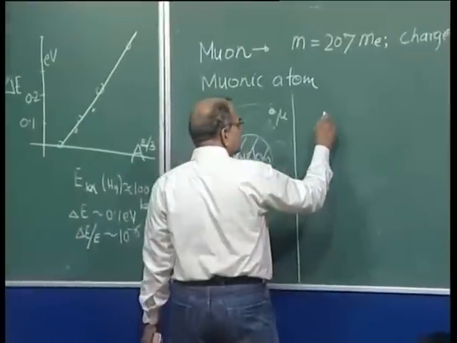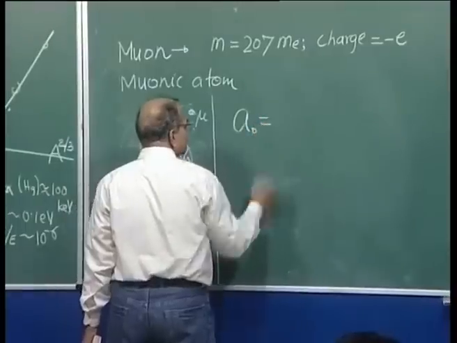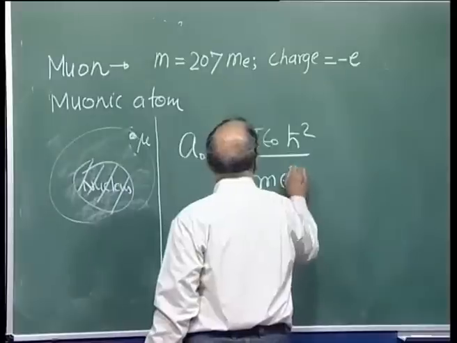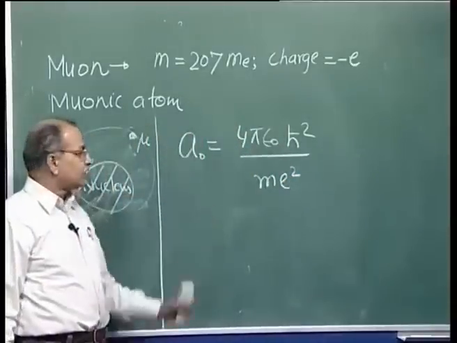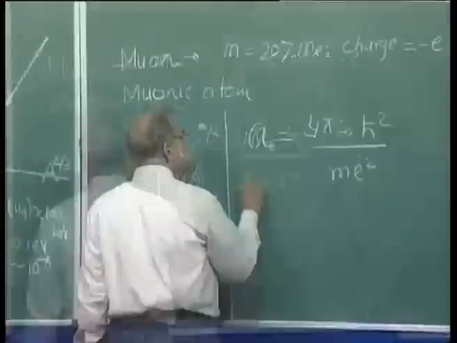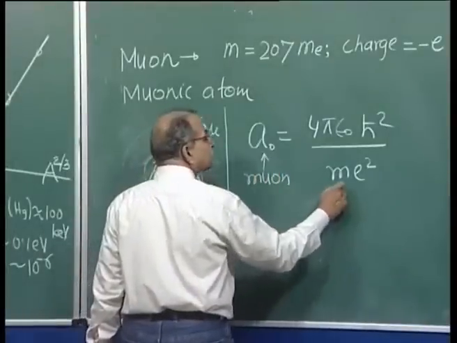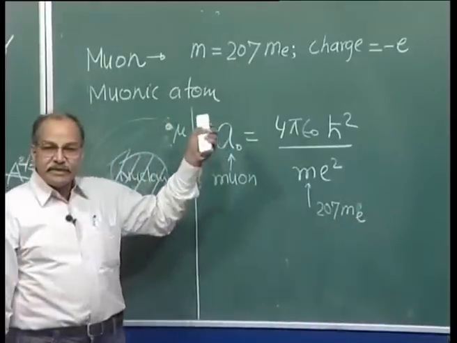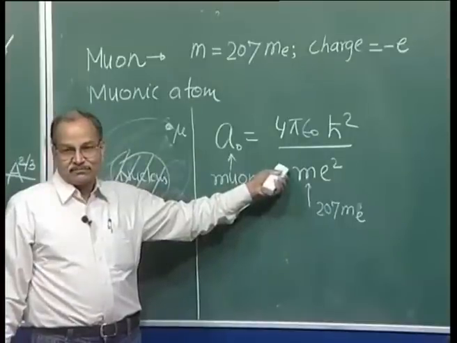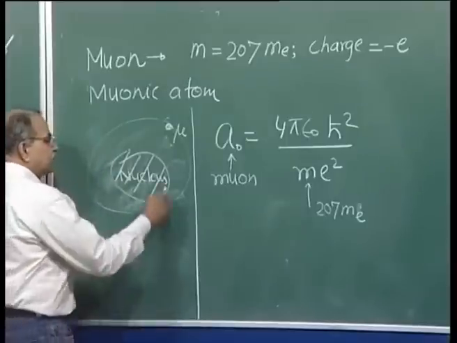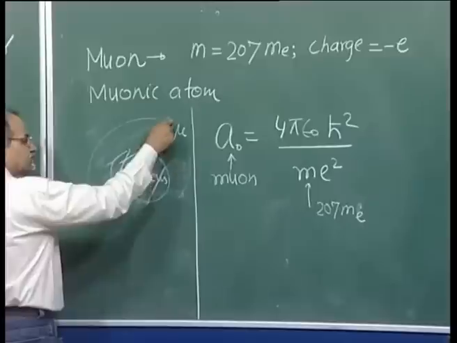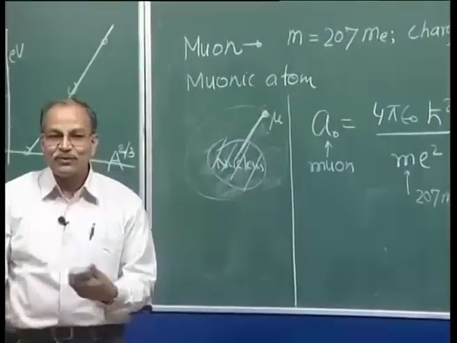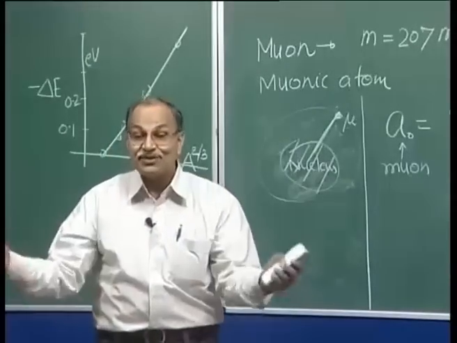And what is that? Do you remember the expression for a naught? a naught is 4 pi epsilon naught h cross square over mass times e square. Okay, that is the expression. So, this is for the electron, and if it is a muon, then the mass will be 207 times me, and so that radius decreases by a factor of 207. Okay. So, if the electron is at an average distance of some value, if it is a muon, it will be 200 times closer to the nucleus, and hence the overlap with the nucleus will be much higher, because it is anyway close to the nucleus.